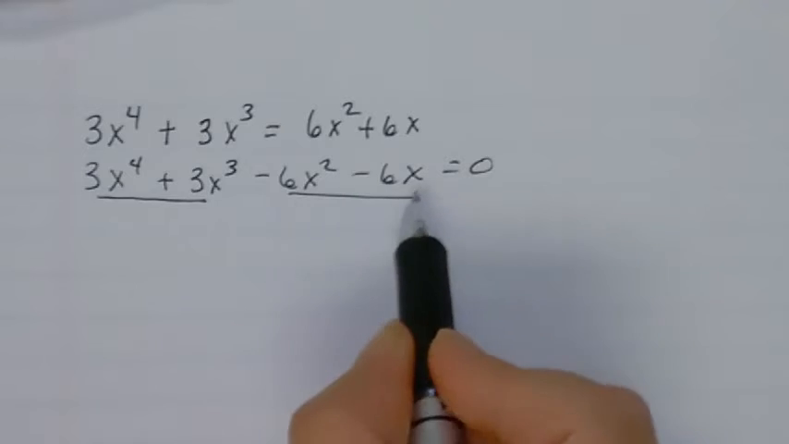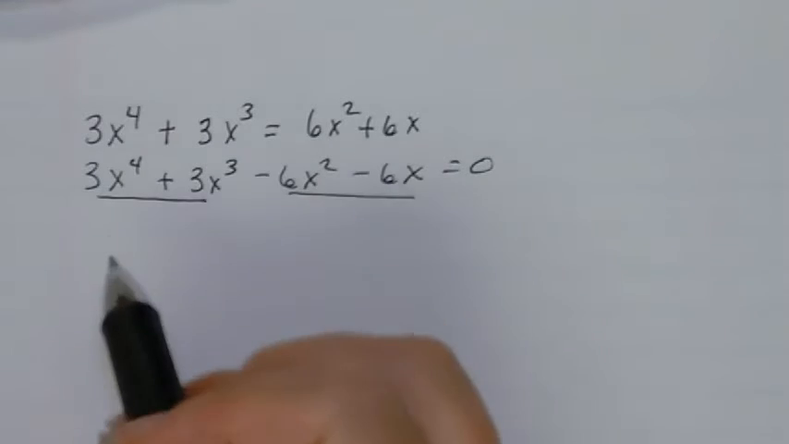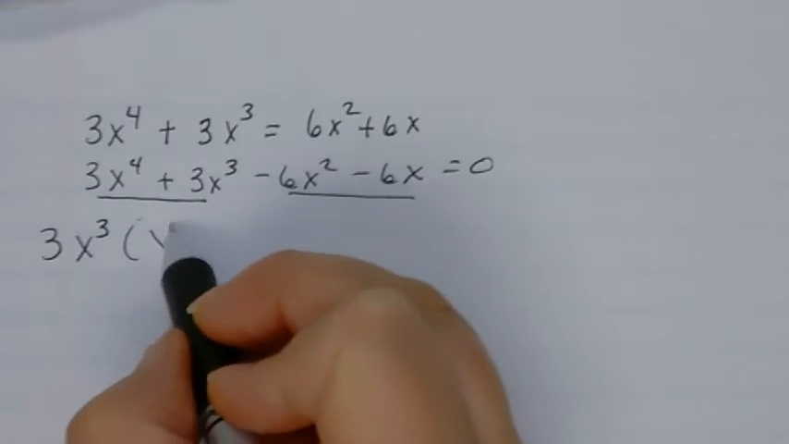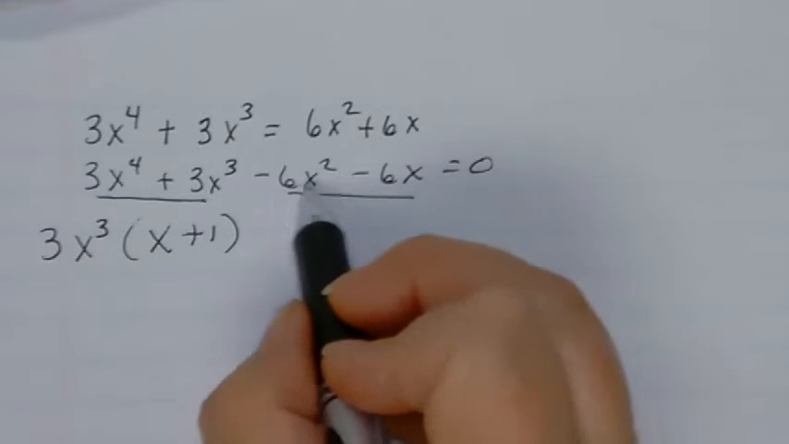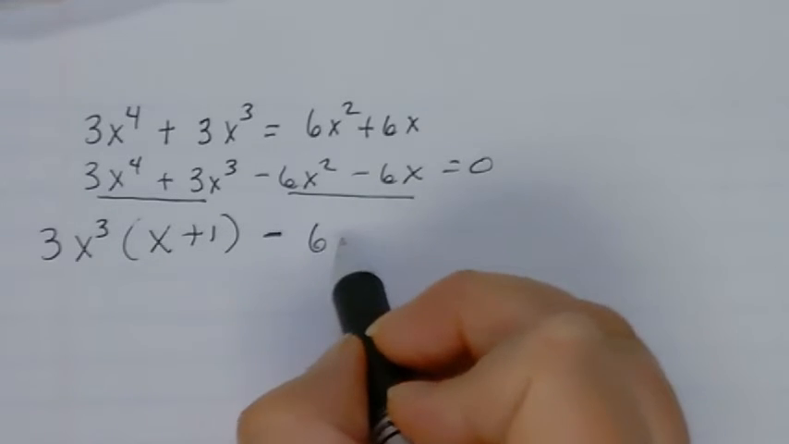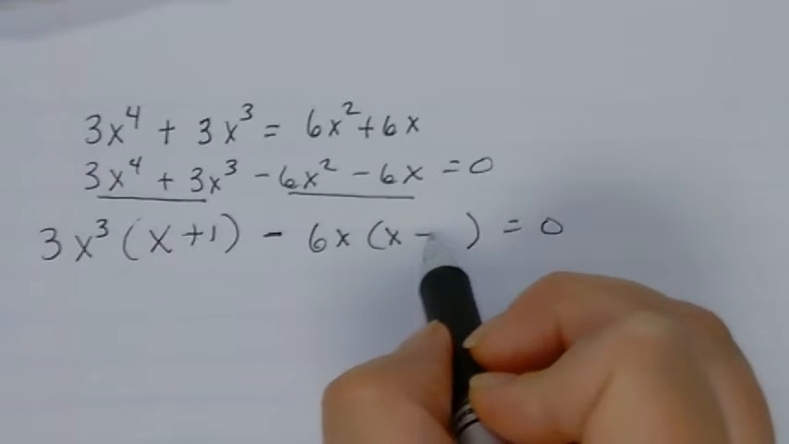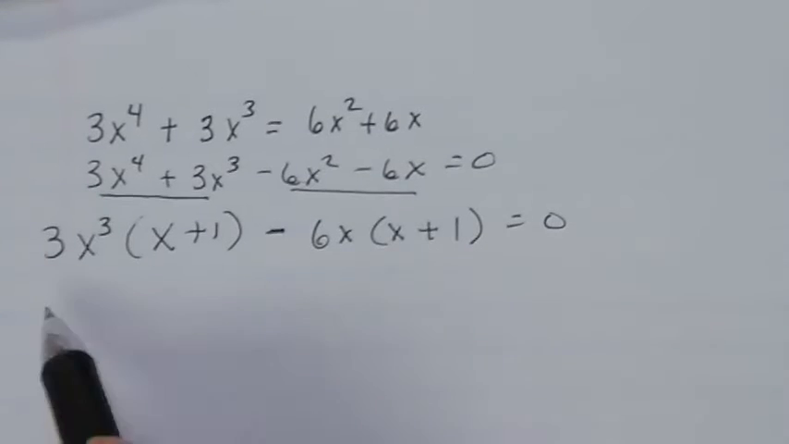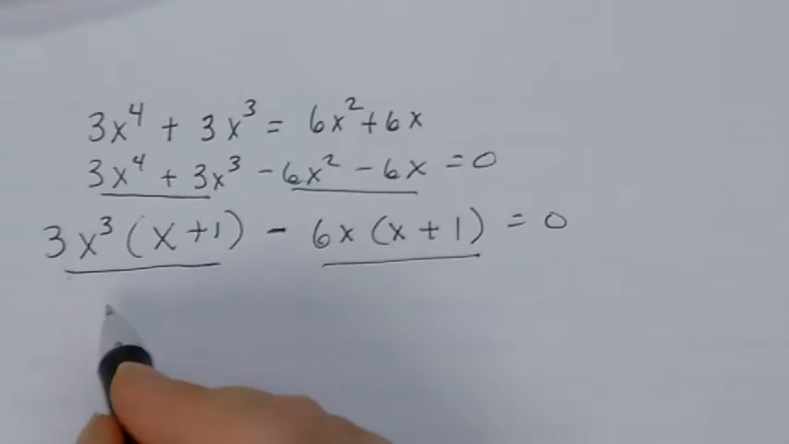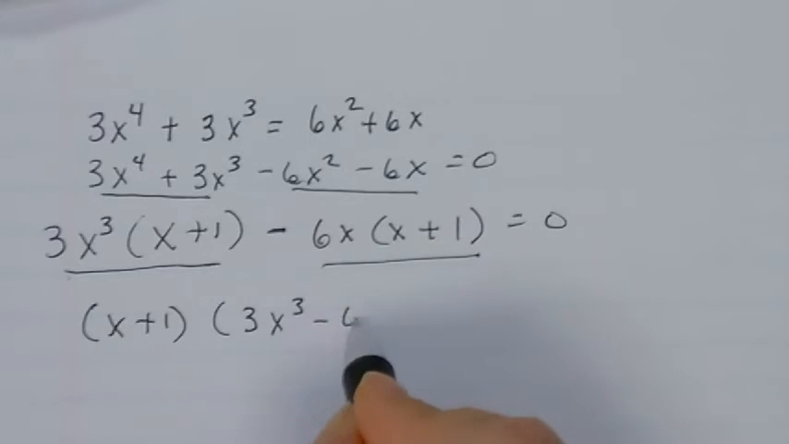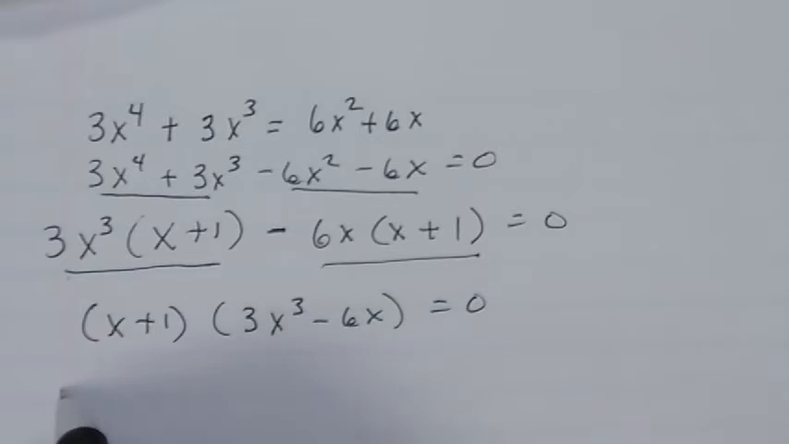Once it's set equal to 0, we're going to have to factor to solve. So since there's 4 terms, I'm going to factor by grouping. On this first one, I can take out a 3 and an x cubed. What's left is x plus 1. Here I can take out a negative and a 6 and an x. What's left is x plus 1. So notice now I have an x plus 1 in common, and what's left is 3x cubed minus 6x. So that means that x plus 1 equals 0, or 3x cubed minus 6x equals 0.